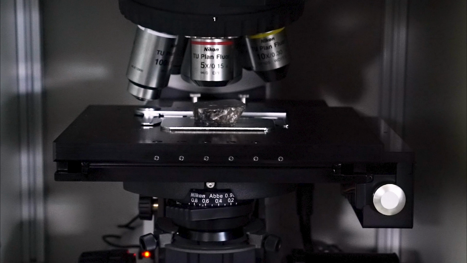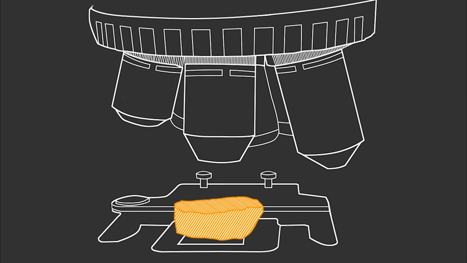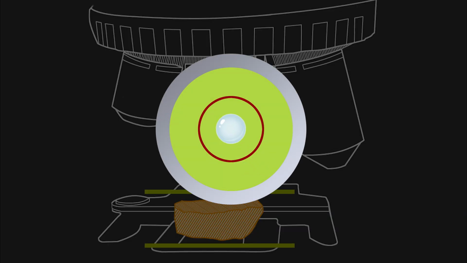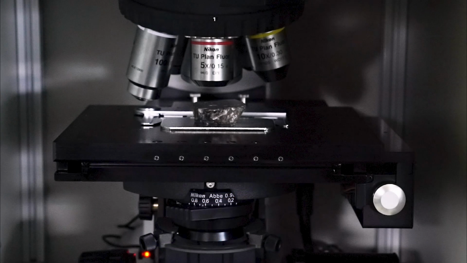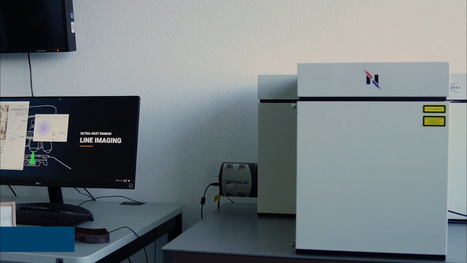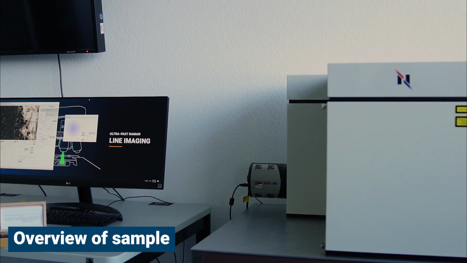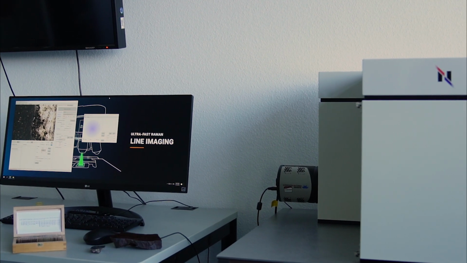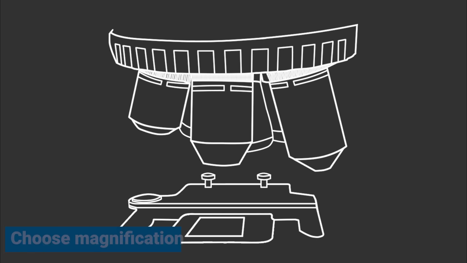In case the specimen is irregularly shaped, it is important to align it parallel to the objective, for example, by using a small spirit level. Once we have the sample settled, we can move over to the computer. The first thing to do here is to get a nice overview image of the sample. We do so initially choosing a low magnification objective, such as the 5x or 10x.